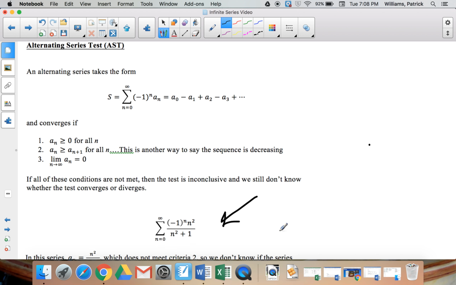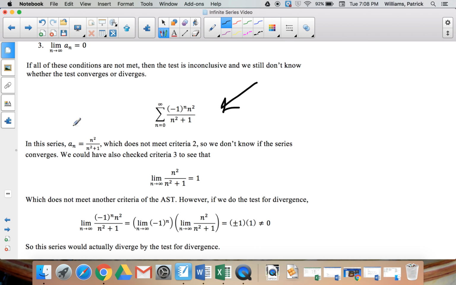Okay, it turns out if you do this one, we'll get in this case a sub n is equal to n squared over n squared plus 1. And even if you look at the first couple terms, if you compare when n is equal to 0 to when n is 1 to when n is 2, you will see that this is actually not a decreasing series. When n is equal to 0, we're going to get 0. When n is equal to 1, we get 1/2. And when n is equal to 2, we will get 4/5.